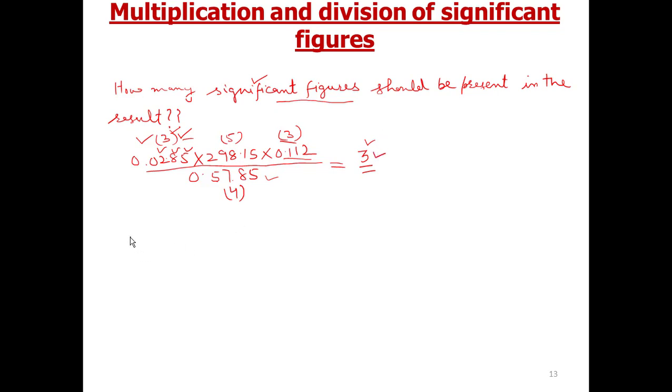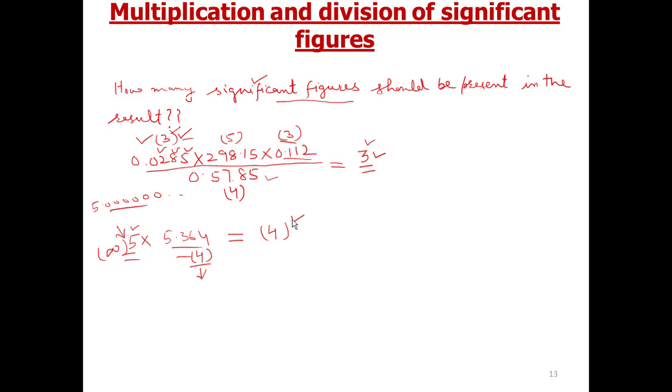Next, 5 into 5.364. Now it is an interesting case. As I said, the numbers that are finite have infinite significant figures. This number 5 has infinite significant figures because it can be written as anything up to infinity. So it has infinite significant figures. It has 4 significant figures. So the minimum significant figures are 4. So the result will have 4 significant figures.